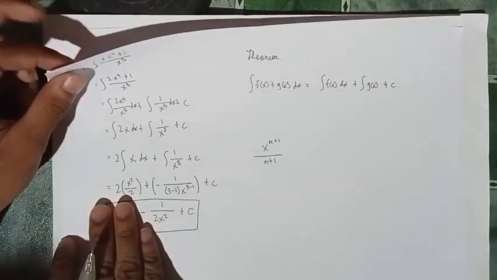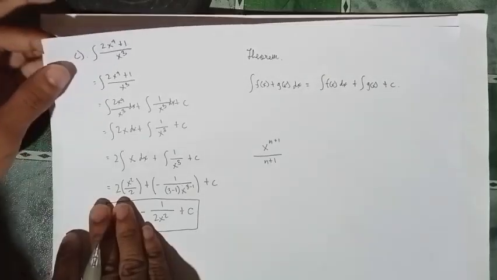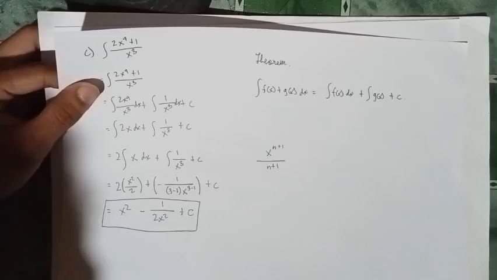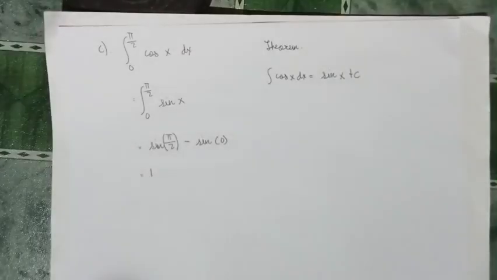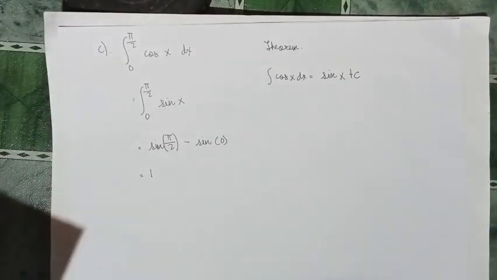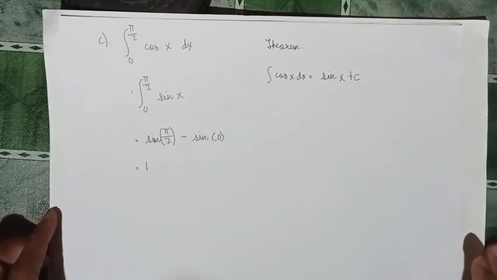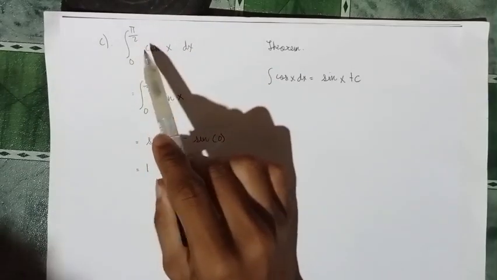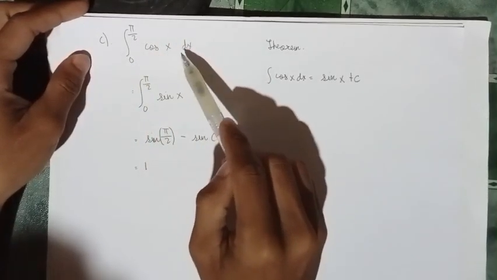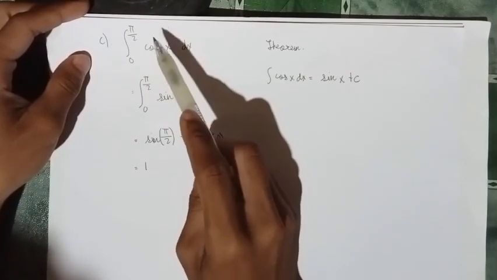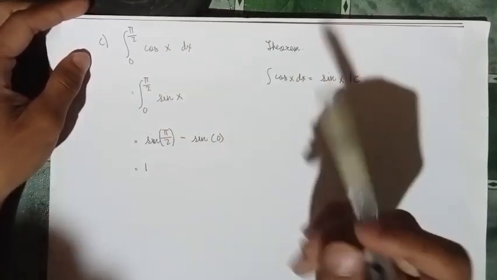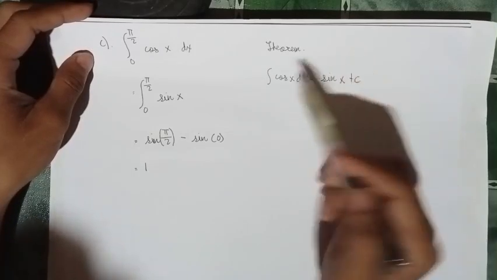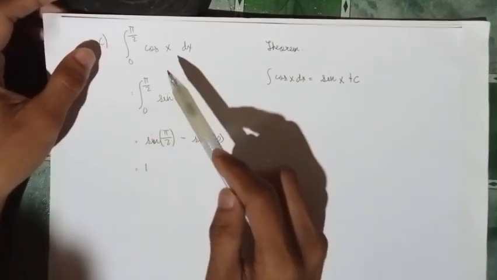So let's proceed to the next one. Let's try a definite integral, wherein we have bounds. So let's try this: the integral of cosine x dx wherein the limits are 0 to pi over 2, or pi half. After that we can integrate.